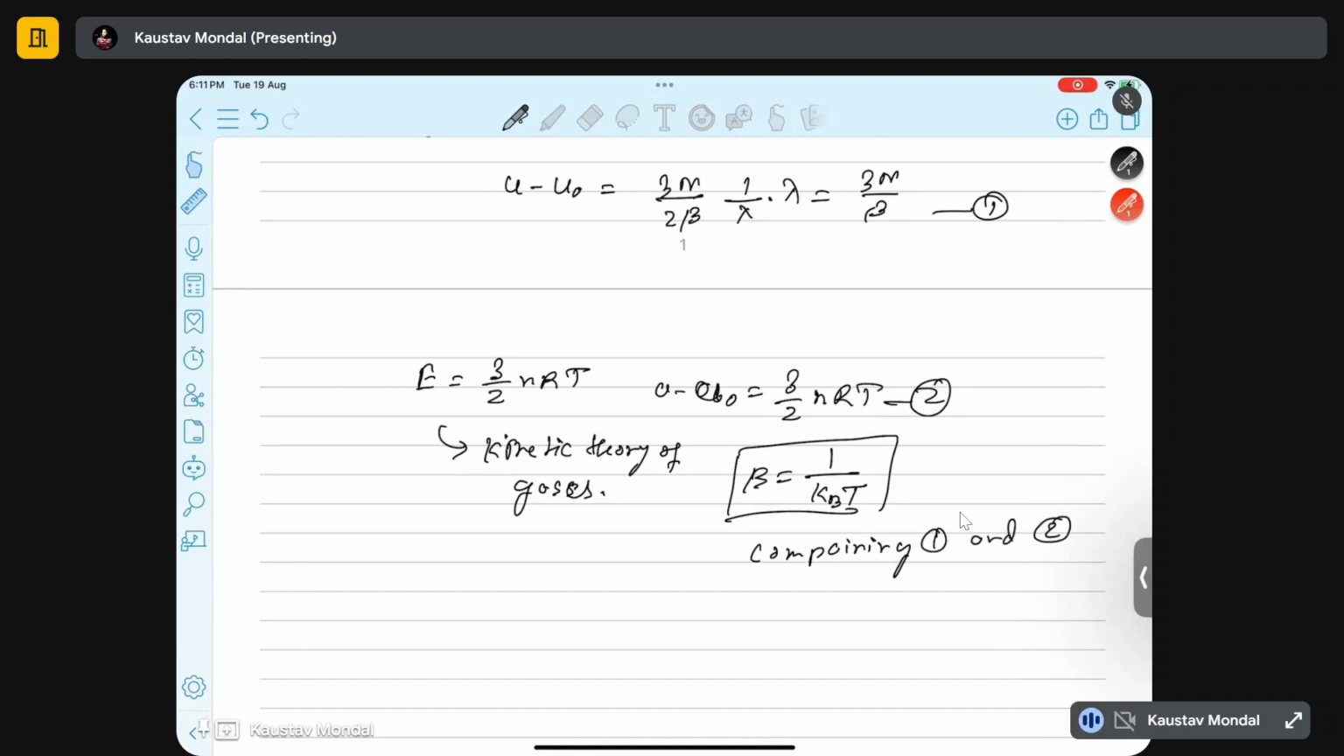So this is a way you can get the expression of beta. There are also several other ways, but this is the way that we have used. Next thing, we have calculated the specific heat.